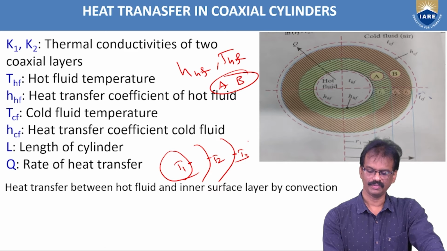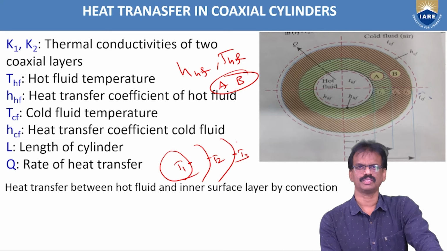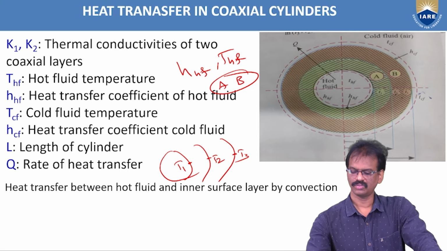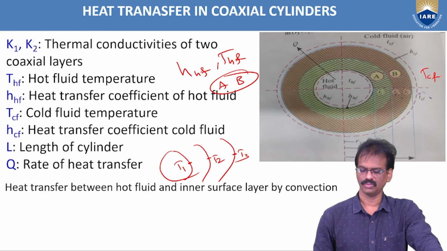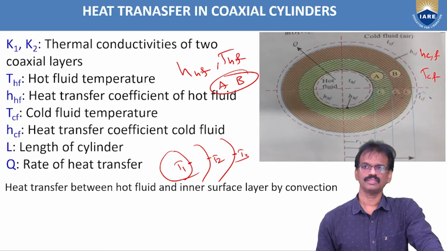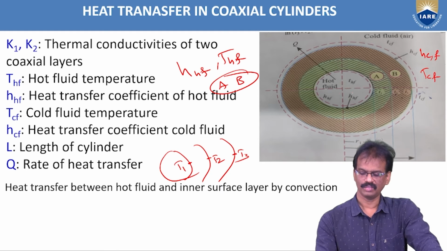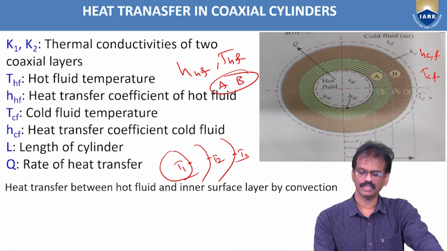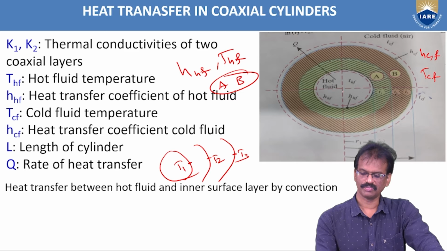This is the ambient air. So ambient air or cool air, we can take this temperature as T cold fluid, the temperature of the cold fluid. Similarly, the heat transfer of the cold fluid you can take like this. Heat is transferred from the hot fluid in the composite cylinder to the outside ambient temperature. So that is the cool fluid.